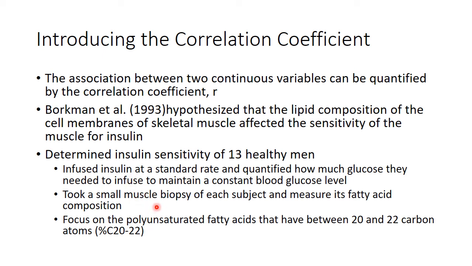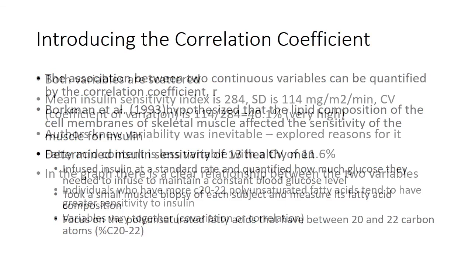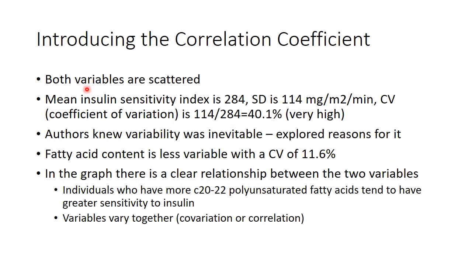They also took a small muscle biopsy from each of the subjects and measured the fatty acid composition. They were focusing on the percentage of polyunsaturated fatty acids on the skeletal muscle between 20 and 22 carbons long. What you'll find is that both variables tend to be scattered, and I'll show you the graph in a second, but the mean insulin sensitivity index is 284, with a standard deviation of 114 milligrams per meter squared per minute.